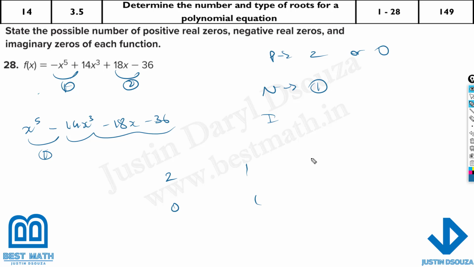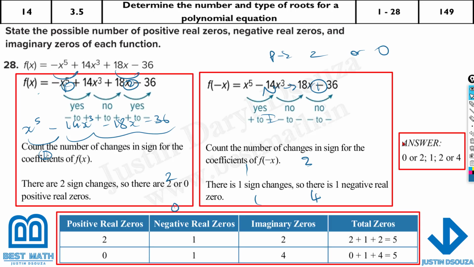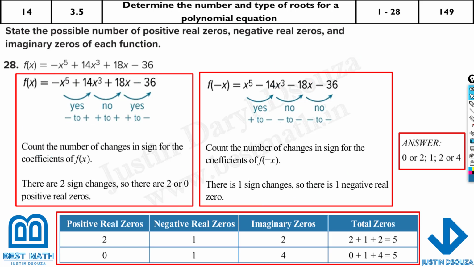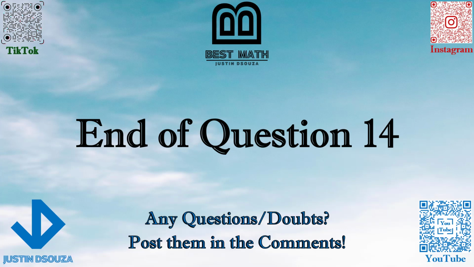So you can either have 2 or 4. So these are the possibilities. It's 0 or 2, 1 and 2 or 4. Whatever we do in the table, just write it out over here. That is the end of this question.